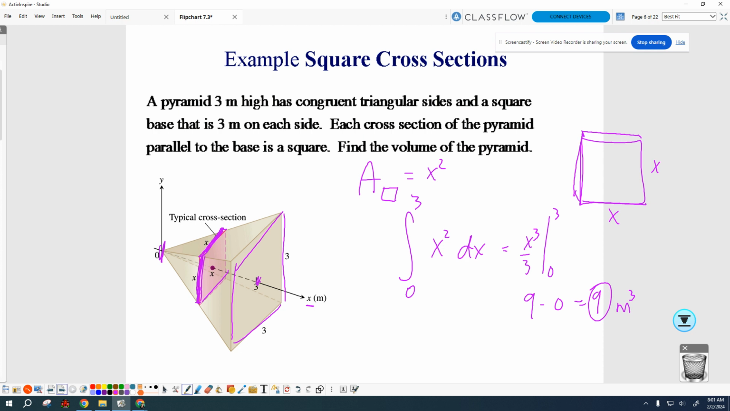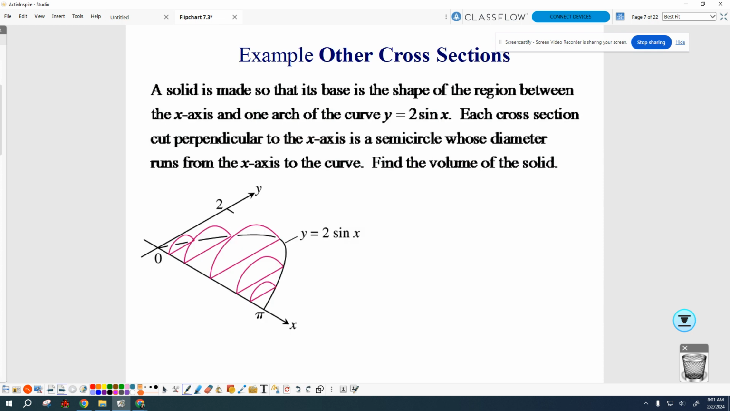All right, let's try the weird ones. So now we have a rounded fish, donut. See if you can draw the picture of the cross section and label some dimensions.